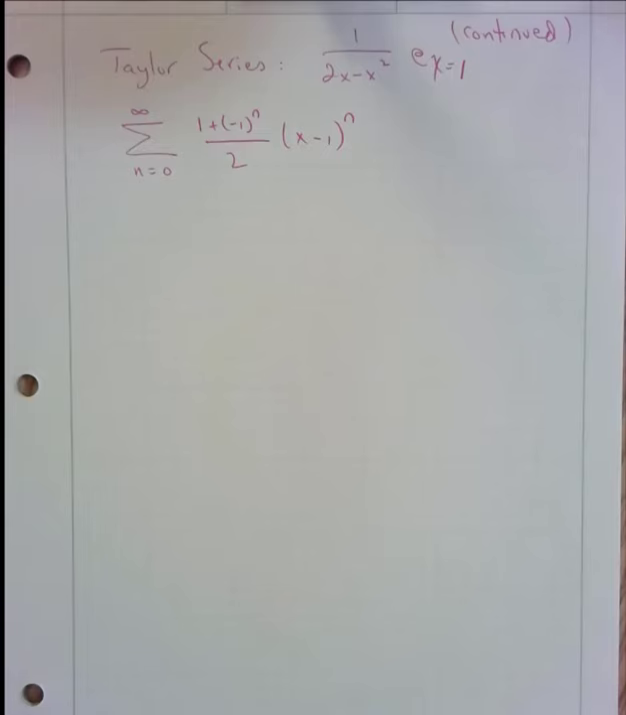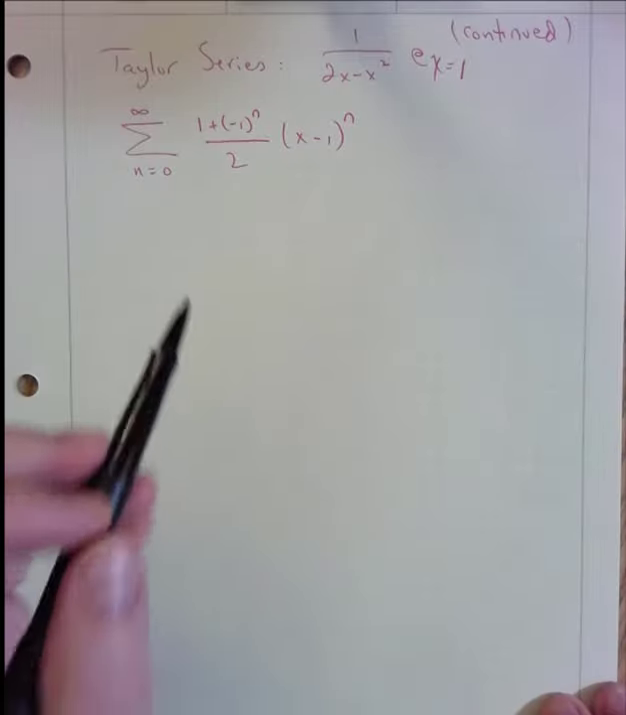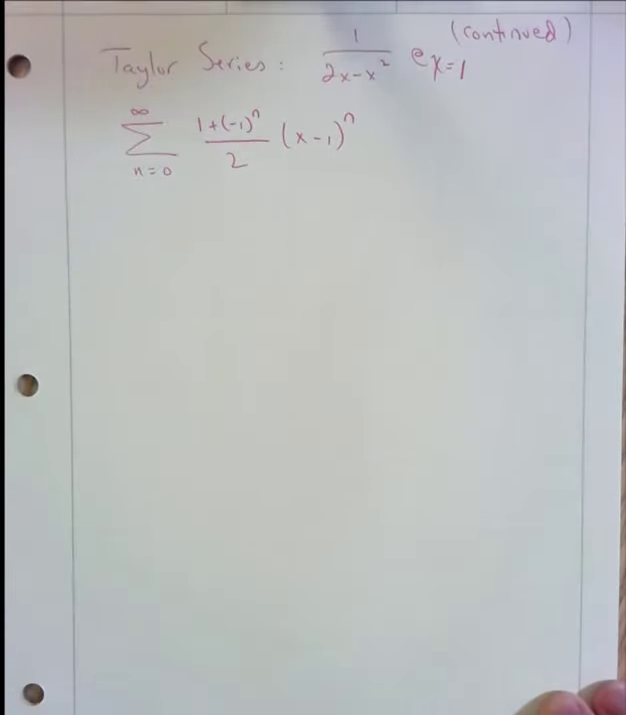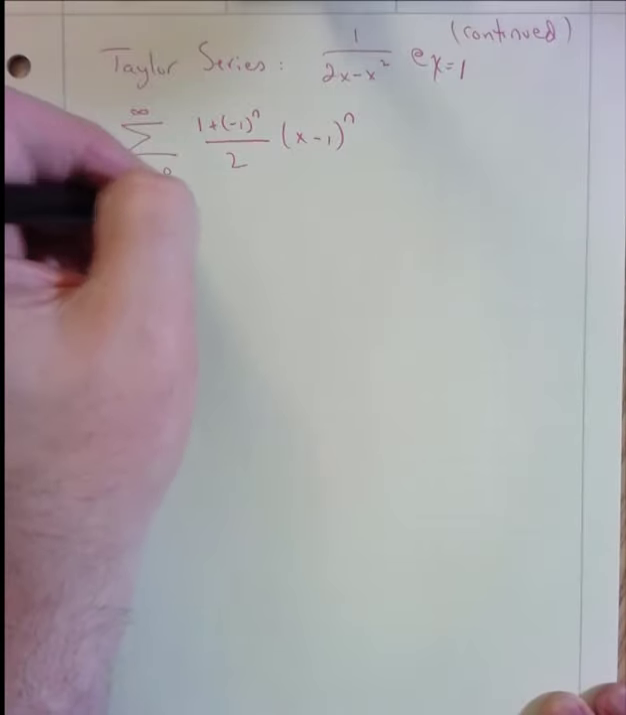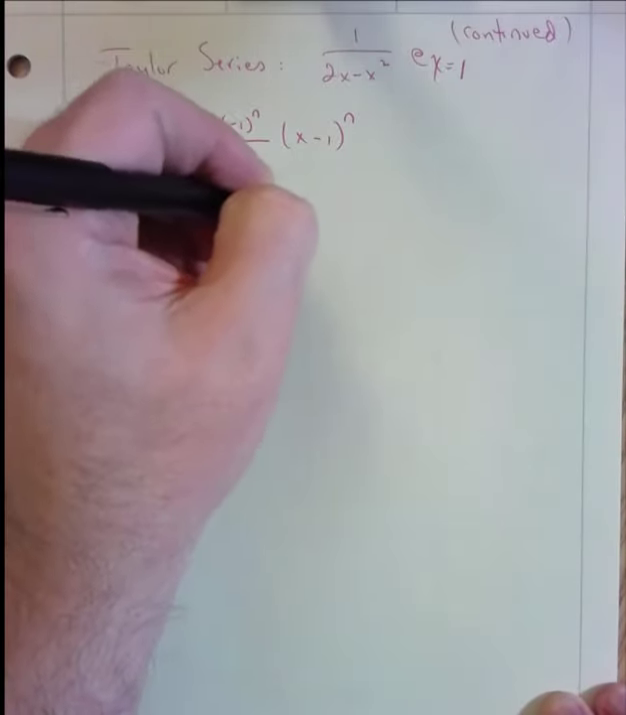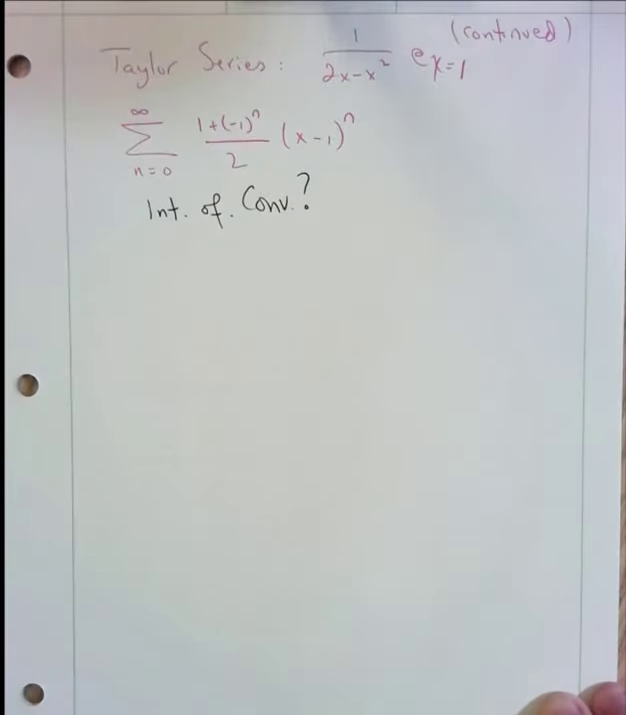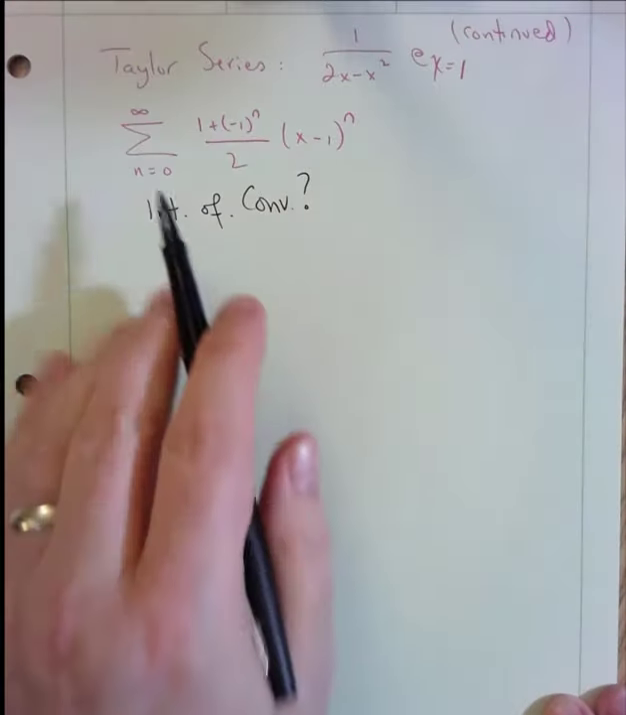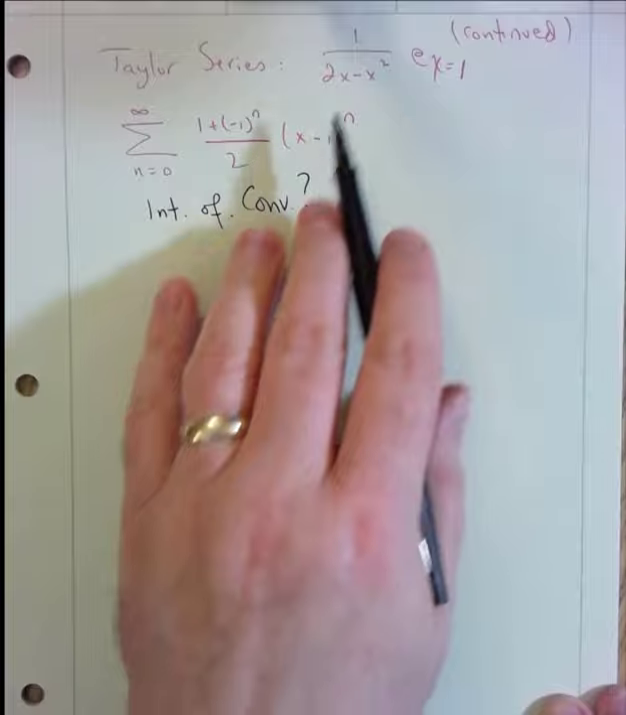This is a continuation of a problem done in the video for Taylor and Maclaurin series part 1, where we found the Taylor series for the function 1 over 2x minus x squared, anchored at the point x equals 1, and developed this as the corresponding Taylor series. Now our job here is to find the interval of convergence for this particular series. For what x values will this series converge to that function?